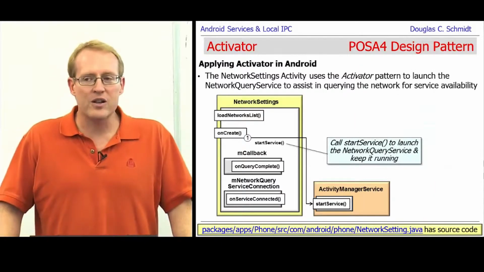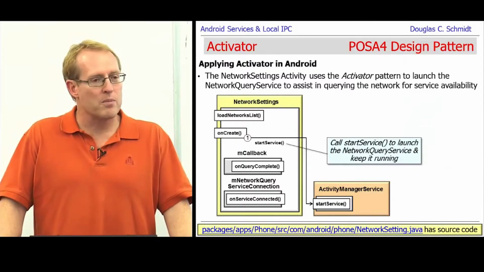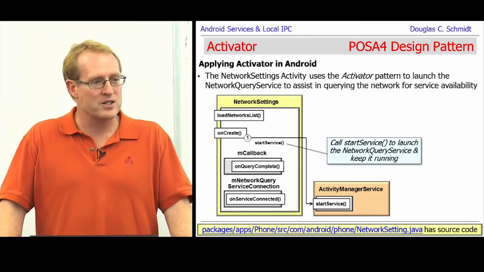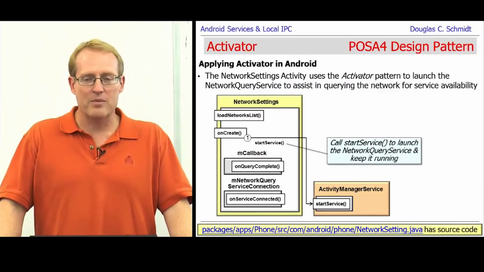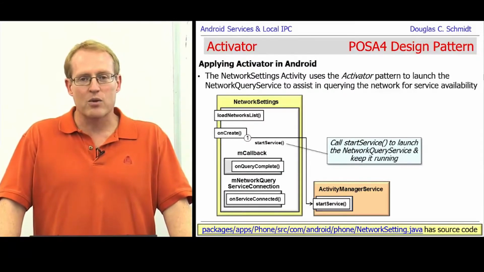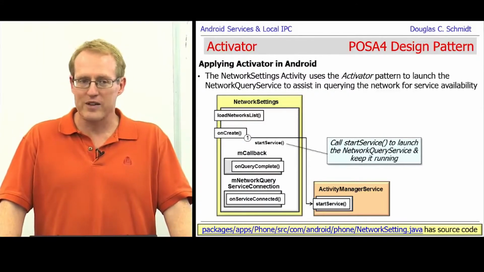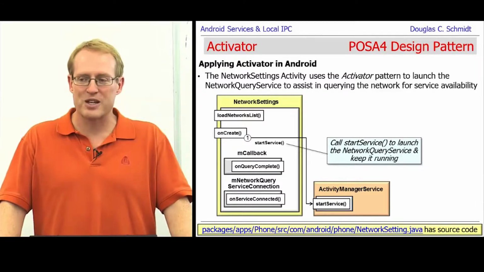So what I'd like to do now is take a tour through a piece of an interesting service in Android that demonstrates the use of Activator. And I'm just going to look at a part of it now. Later, when we talk about the broker pattern, we're going to come back and look at the full-blown glory of this stuff, because it's really cool and it's got lots of interesting interactions.